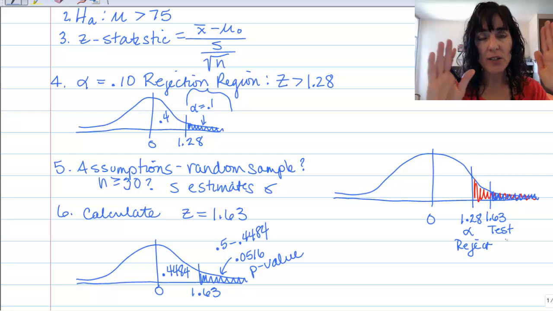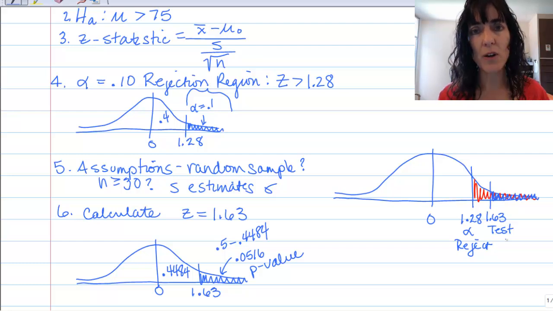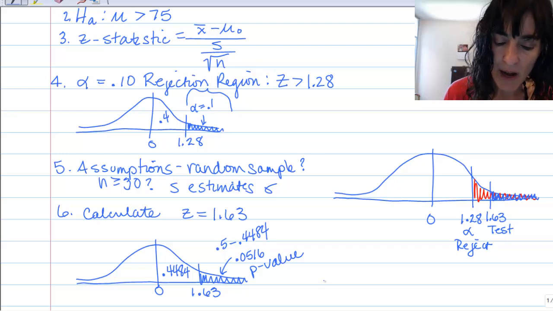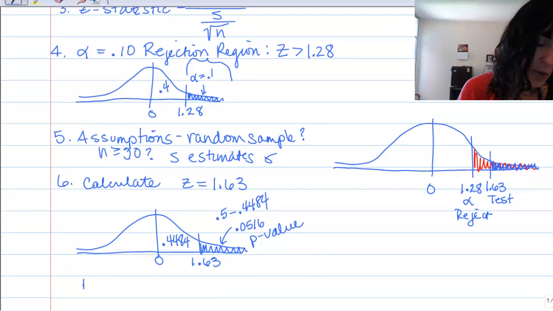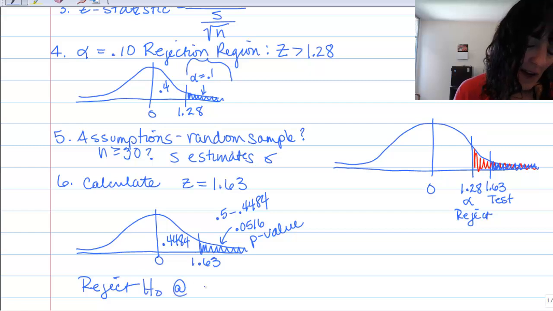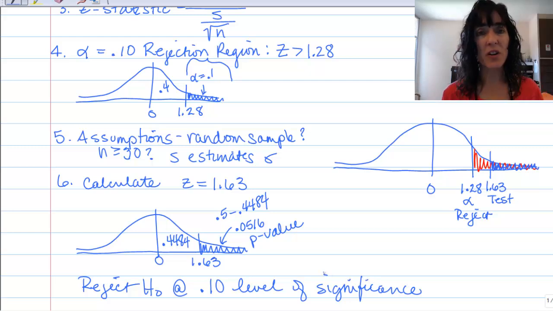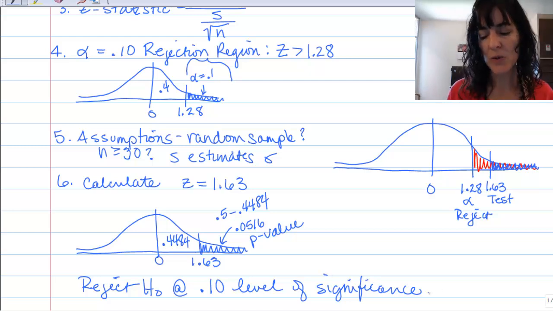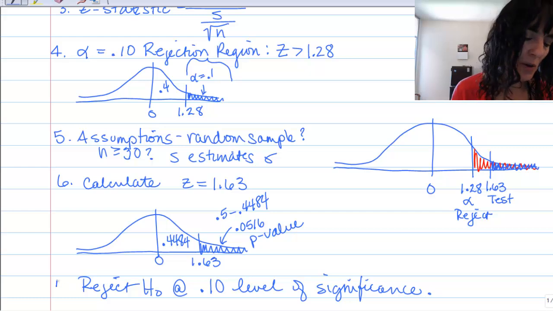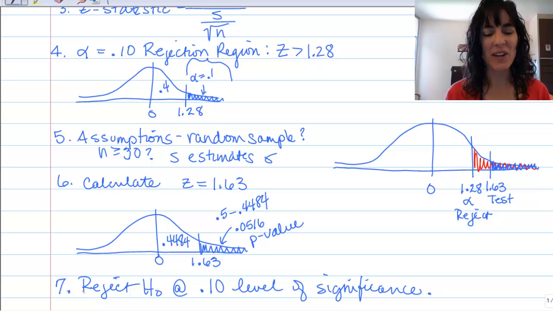And you can see that our test data falls completely within our rejection region. So we have sufficient evidence to reject H0 at a 0.10 level of significance. Since we don't really have a scenario, it's just numbers, that's about the best we can do for our conclusion. So I'll mark that as part 7.